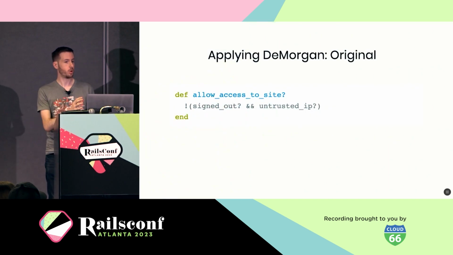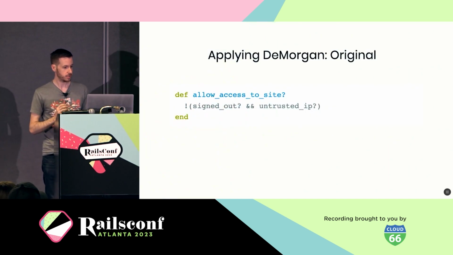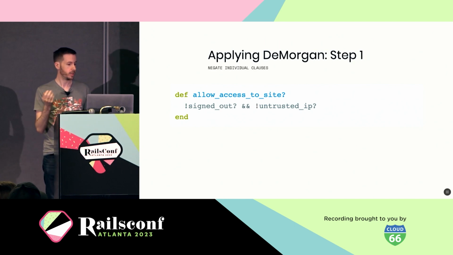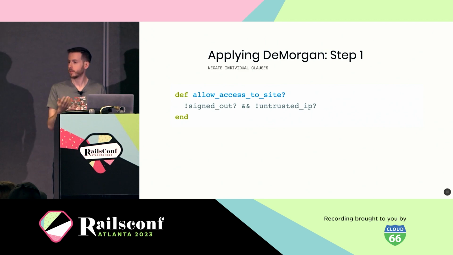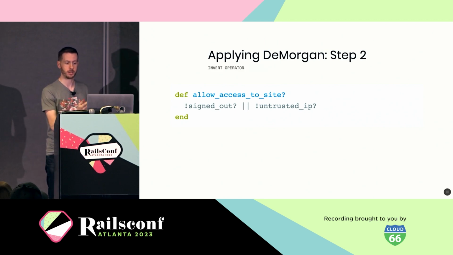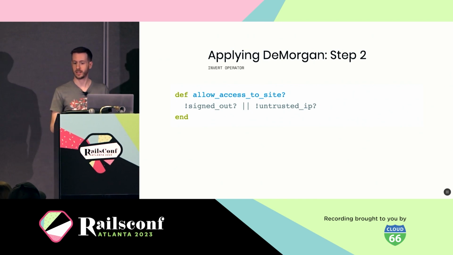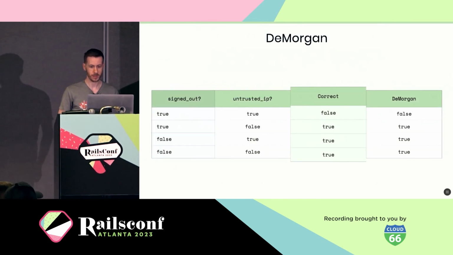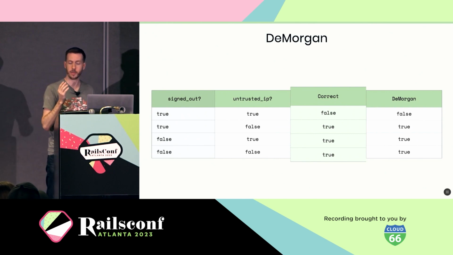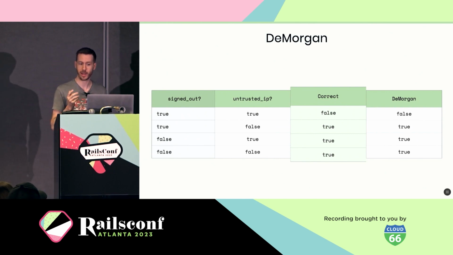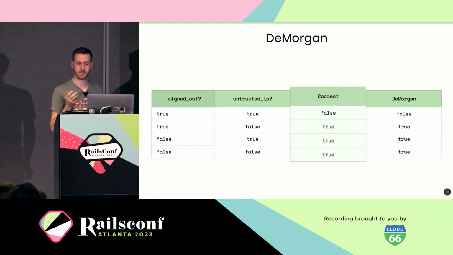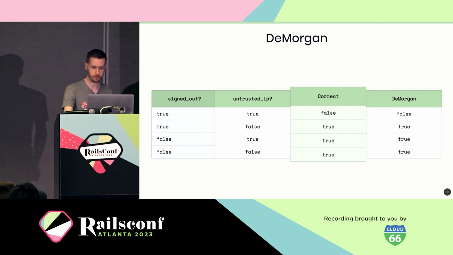So here's the original code before our colleague tried to change it. And if we apply De Morgan's rules, step 1, we negate each individual clause. That's what our colleague did. And then step 2, we invert the operator. It's now an or in the middle, not an and. And if we check this now in our truth table, we'll see that the truth tables now match. We now have a valid implementation that is equivalent to what we had before.